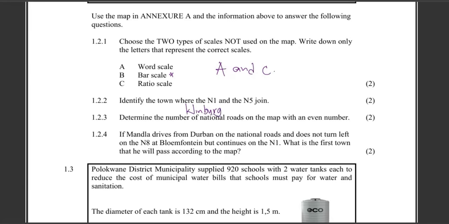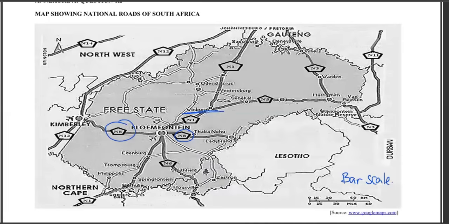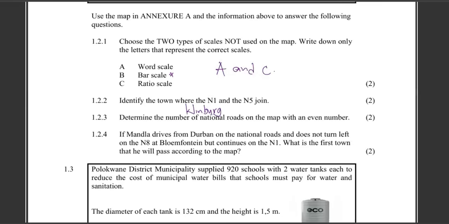Determine the number of national roads on the map with an even number. Numbers 2, 4, 6, 8, 10, even numbers. So we need even numbers. So we have N8, that's 1. Then N6, that's 2. Then we have N12, that's 3. N14, that's 4. We don't repeat. So we have 4 of them. We don't have N2. Okay.